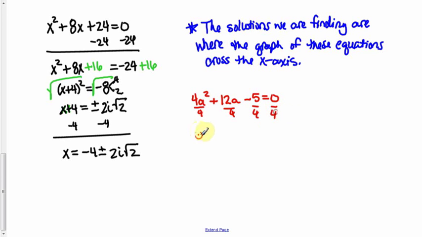And you're going to get a squared plus 3a minus 5/4 equals 0, because 0 divided by 4 is 0. We are going to add the 5/4 over, just like we moved the 24 over to the right in this one. We need to move the 5/4 over, so we're going to add it to both sides. You're going to get a squared plus 3a, leave a space, equals positive 5/4, because 0 plus 5/4 is 5/4.